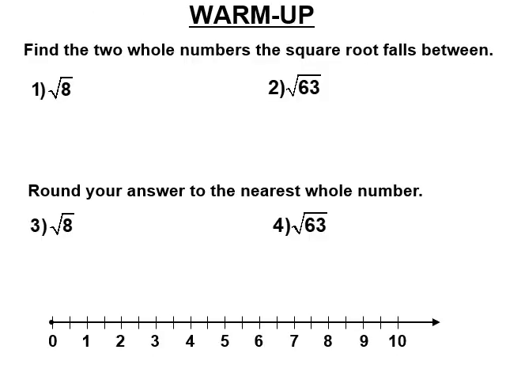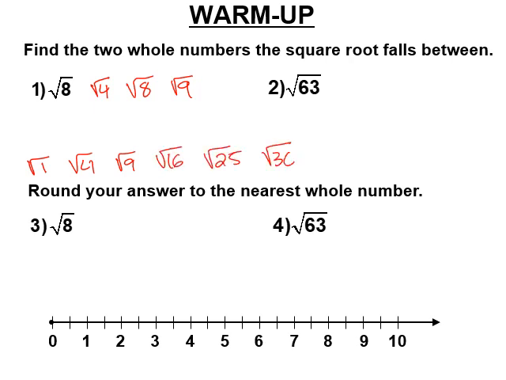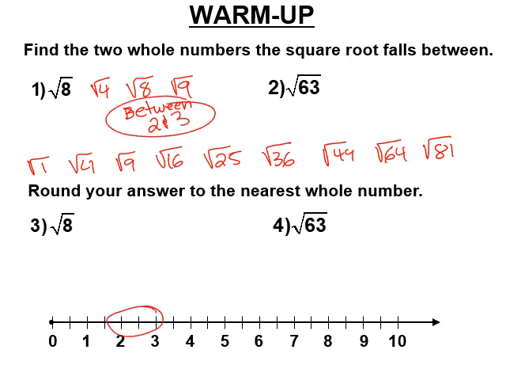On Friday, we learned that the square root of 8 must be between the square root of 4 and the square root of 9. Now, in order to know that, you have to have the list of perfect squares memorized. So the square root of 8 is between the square root of 4 and square root of 9. So it's between the answers to those two problems, between 2 and 3. So it would be between 2 and 3 on a number line.